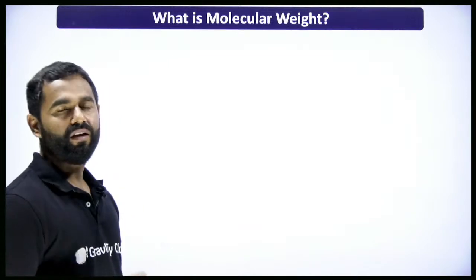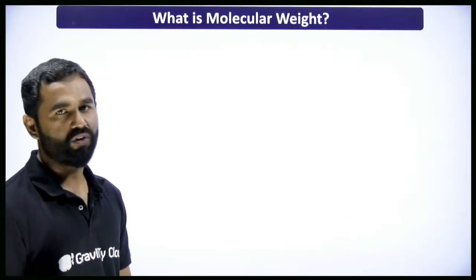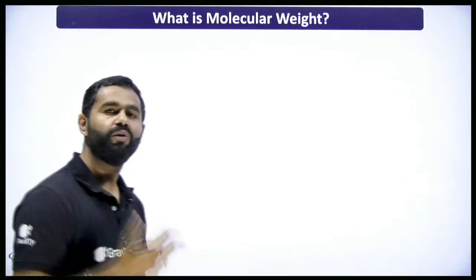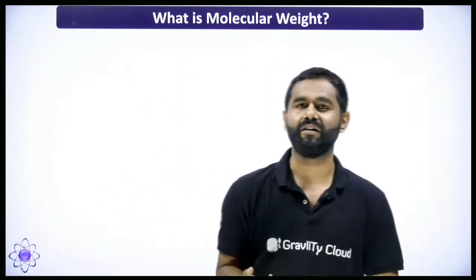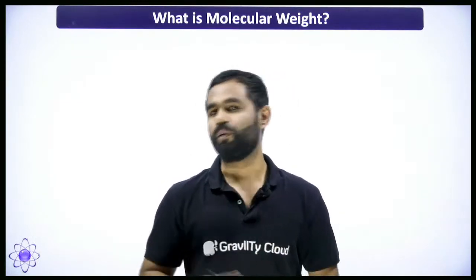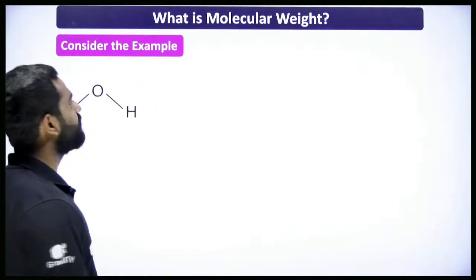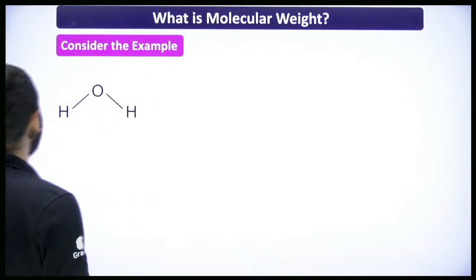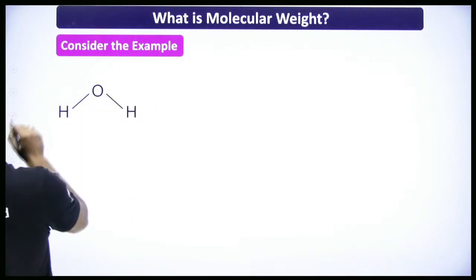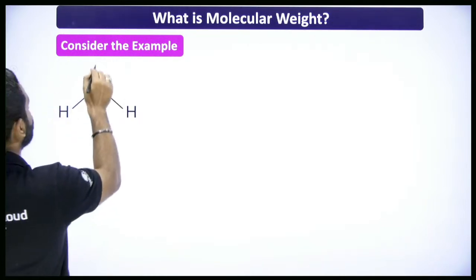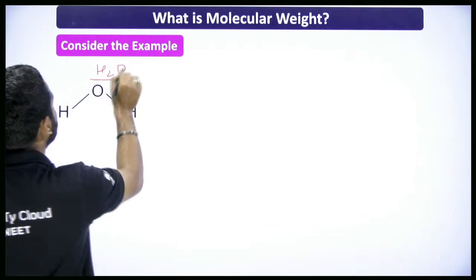Before jumping to the laws of chemical combination, in the last class we ended with molecules and the atomicity of molecules. I told you that molecules have some weight, and every molecule is made up of atoms. If atoms have weight, then molecules also have some weight. So what is the molecular weight? For example, I have water. This is my H2O molecule.